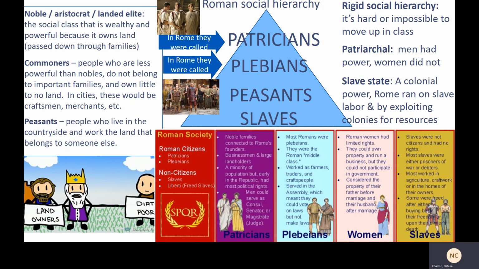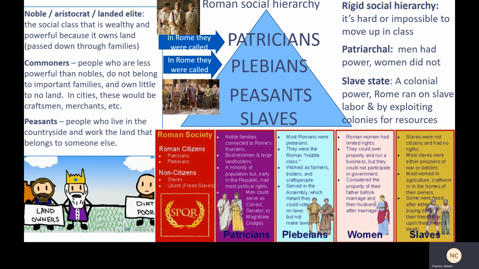In any case, this left Rome with a very rigid social hierarchy. It was hard or impossible to move up in class. Rome was very patriarchal, as were almost every other society, so men had power, women did not. And importantly, super importantly, when you look at all of the achievements of Rome and all the monuments and the Colosseum and the aqueducts, Rome was a slave state. It was a colonial power. It ran on slave labor and by exploiting colonies for resources.